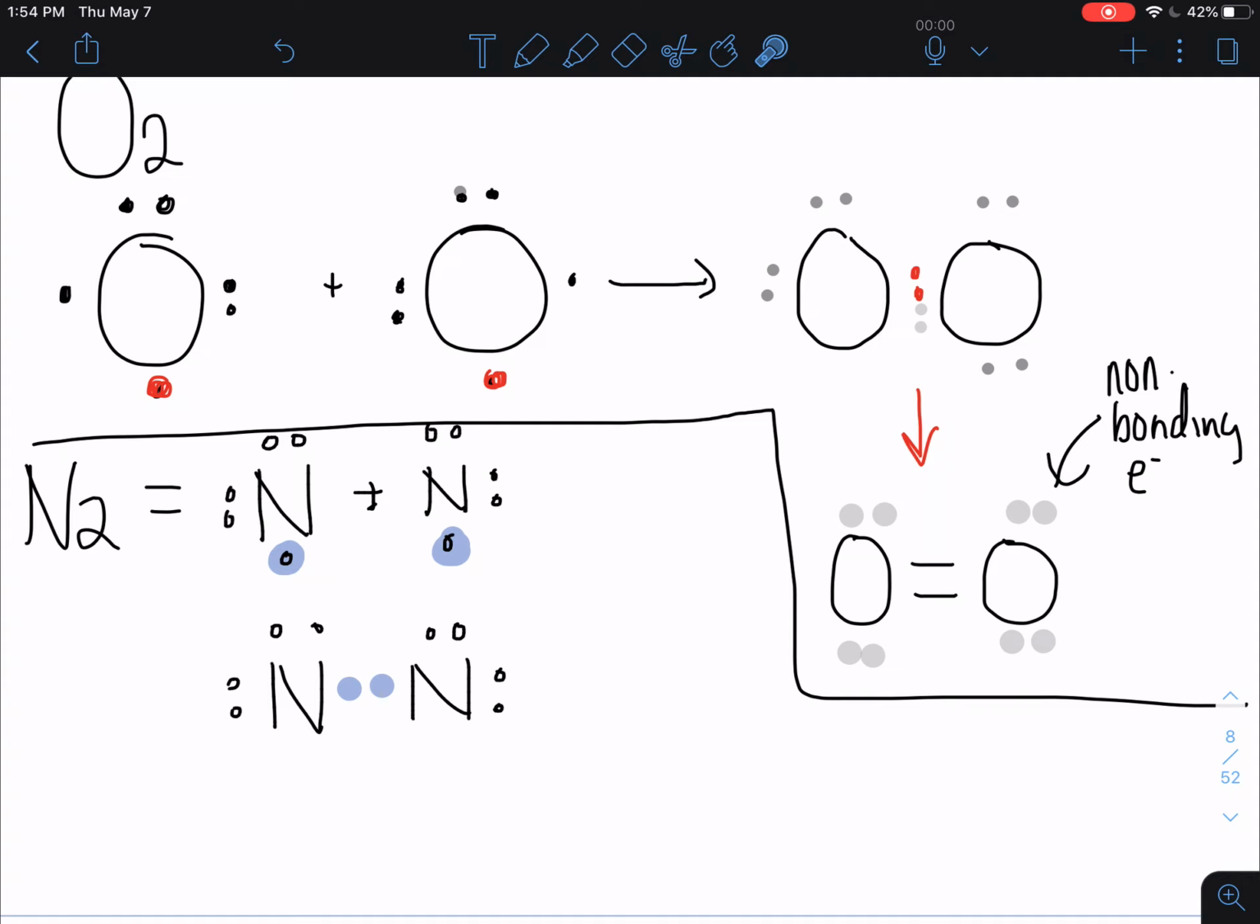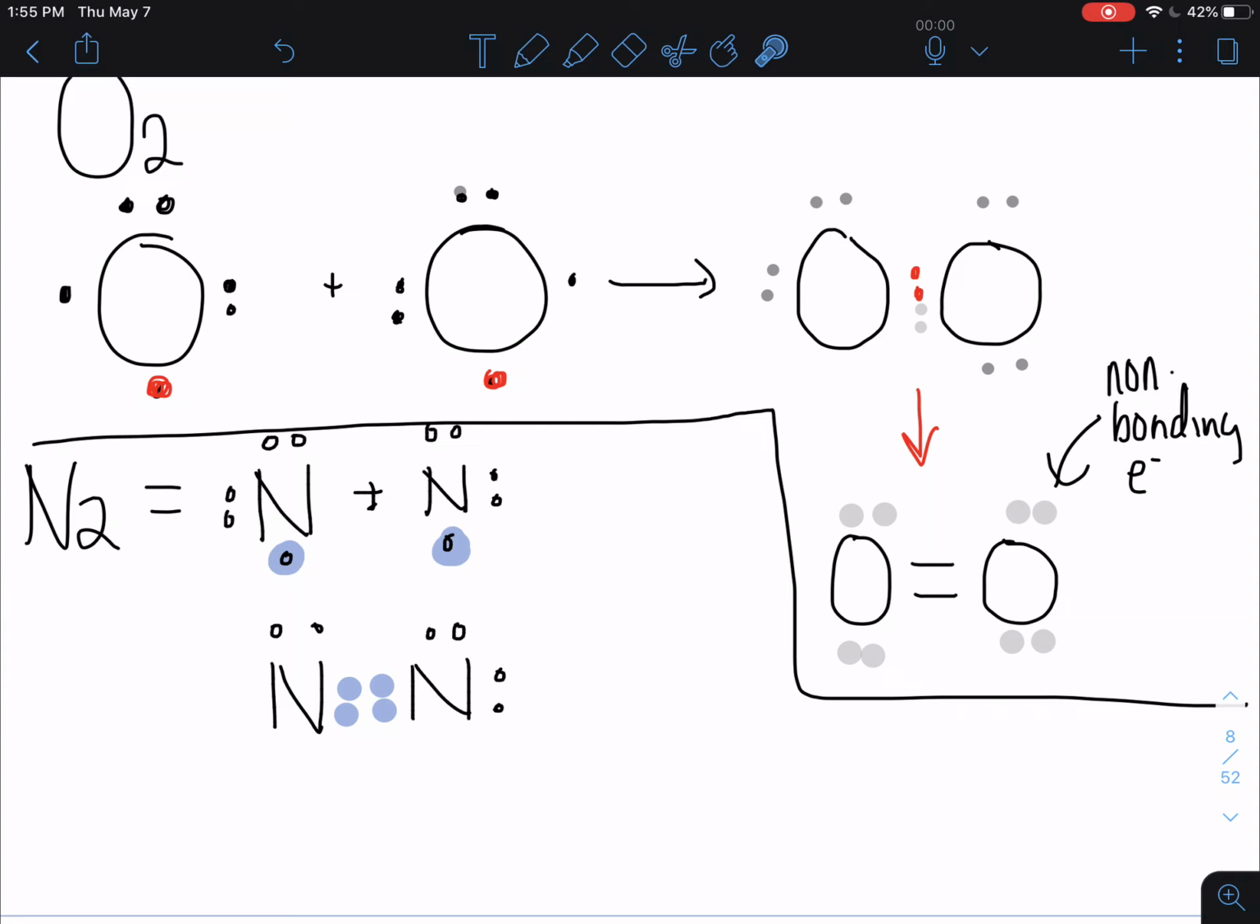1, 2, 3, 4, 5, 6, right? This guy needs 2 more. So what are we going to do? Well, we can sit back and say, all right, we'll take these 2 electrons and move them over. Okay, did that. Now let's take a look. Remember, we can't add electrons, we just have to arrange them. 1, 2, 3, 4, 5, 6, 7, 8 for this guy right here.